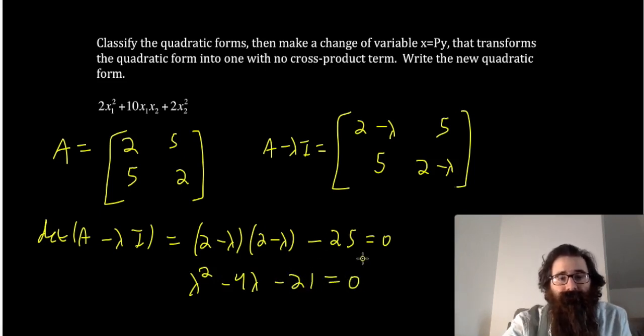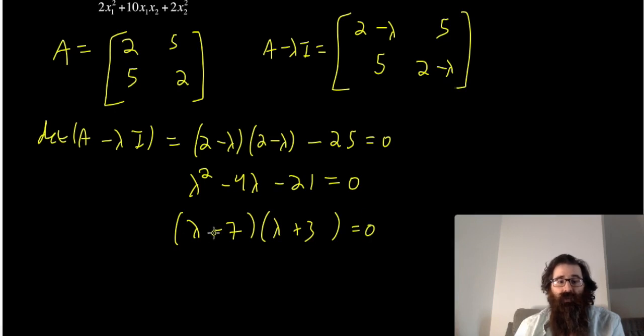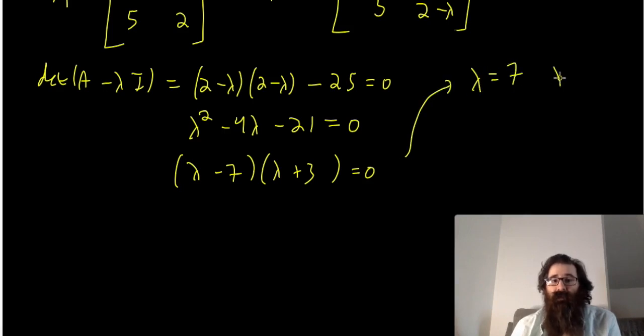Equals 0. Hey, if you can factor this, you want to factor this. So this is going to factor, giving me, looks like it's going to be lambda minus 7, lambda plus 3 is the winning factoring. And then we're going to get our eigenvalues. So the eigenvalues are lambda equals positive 7 and lambda equals negative 3.